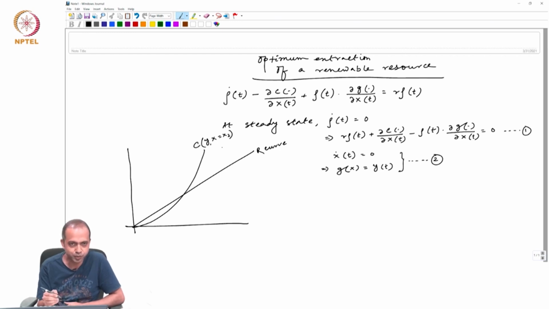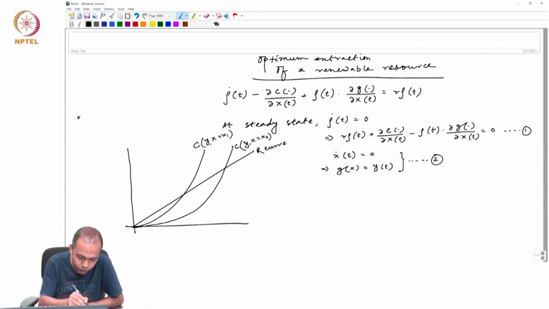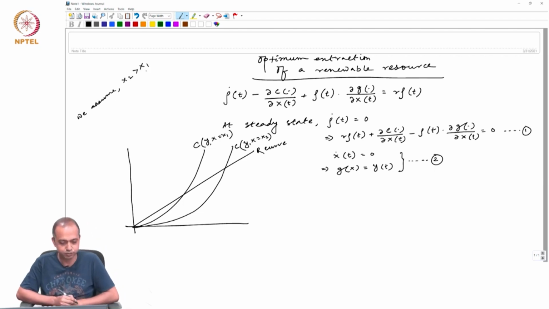Suppose, keeping the rate of extraction constant, the stock of the resource, let us say this is x equals to x1, increases. What will happen when the stock of the resource increases? Obviously the cost curve will come down. So, this is the cost corresponding to x equals to x2, where we assume that x2 is actually greater than x1. This is the assumption.